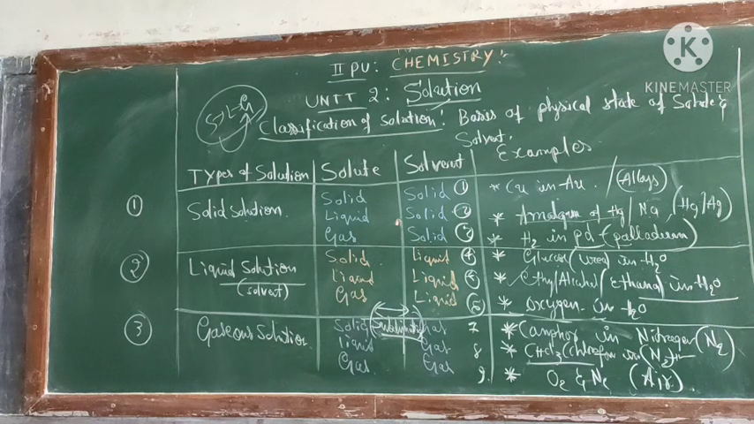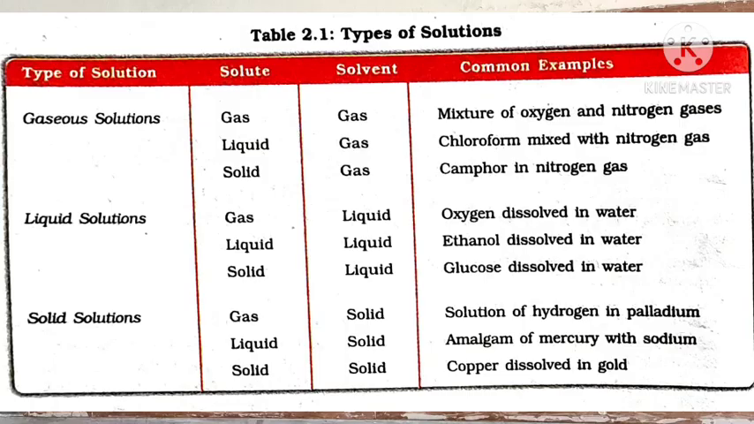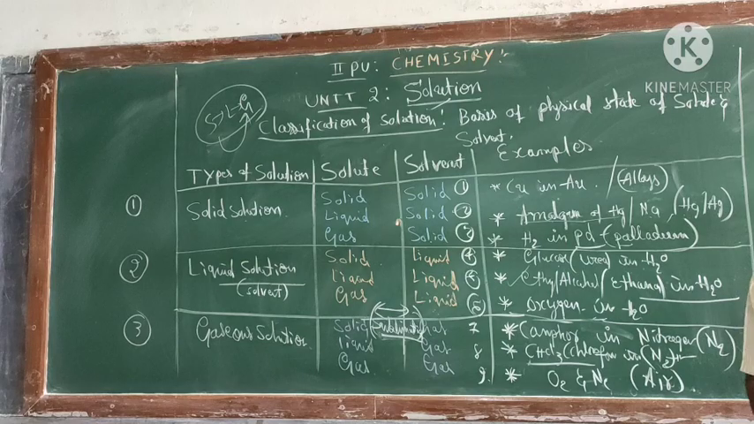Clear, students? This is about the examples of each of the solutions. Clear? And note down this chart. Okay? Thank you.